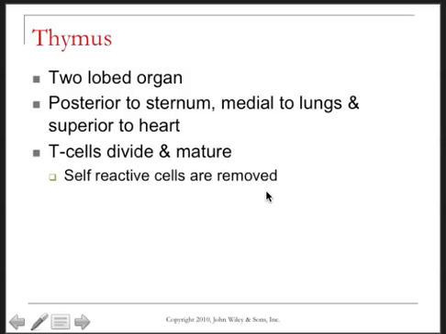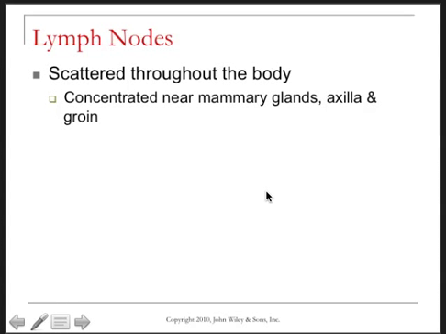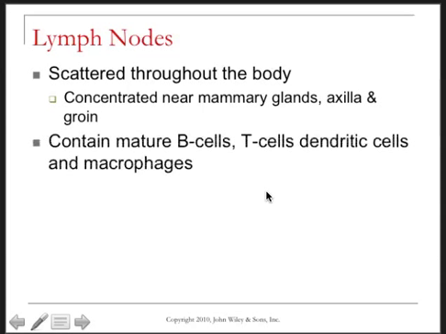Now, what are these other immune organs? Well, they include the lymph nodes. You find these scattered all over the body. They're concentrated in the mammary glands, the axilla, and the groin, as well as around the popliteal region and clustered near the GI. They contain mature B cells and T cells, as well as dendritic cells and macrophages.